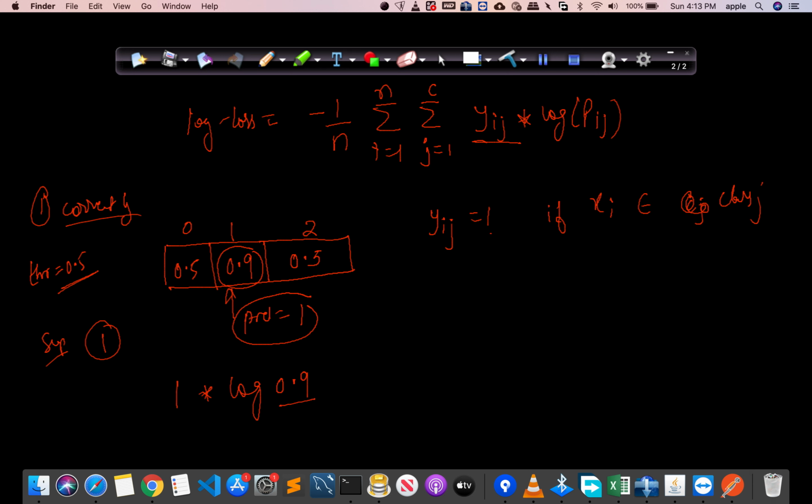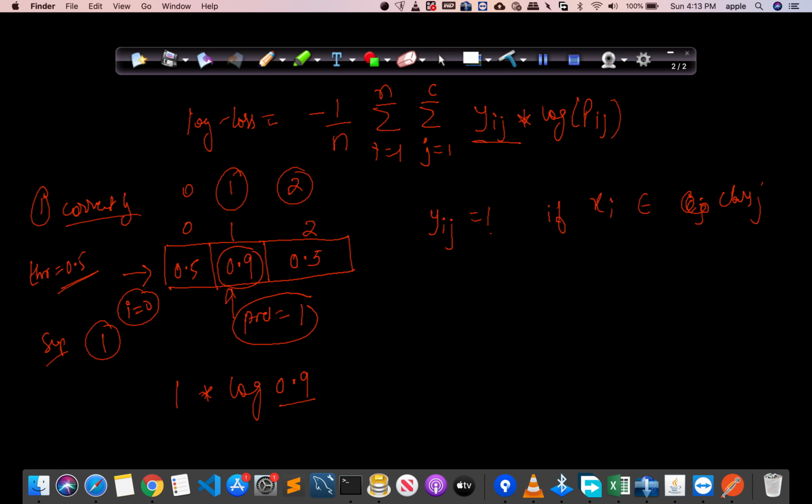Why p_ij is 0.9: this is the first data point, therefore i is equal to 0 here. j can go from 0 to 2. This is 0, this is 1, this is 2. And for j equals 1, we have a correct classification. Hence, we are taking the probability of this particular cell because this is the jth value.